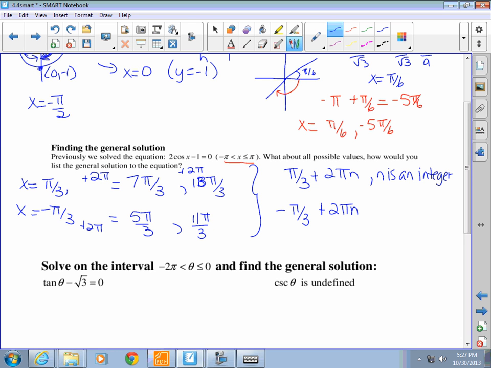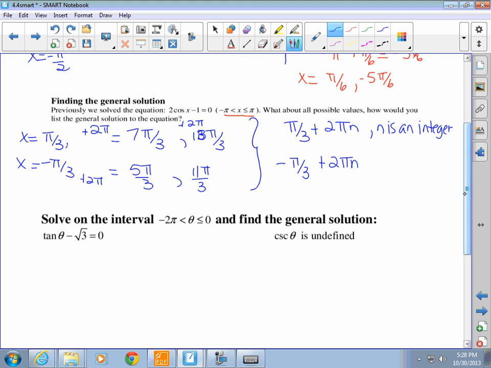So if it asks you to find more angles, and you don't have that restriction in there, then you're just going to add 2 pi and then however many rotations you want. I could have gone 6 more if I chose to.